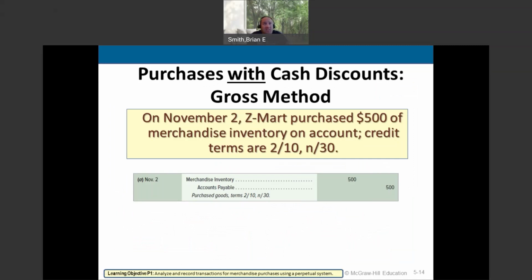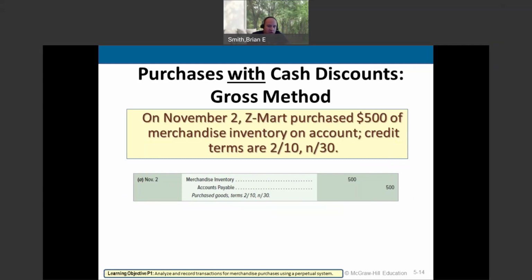So when we sell something, let's say, remember that inventory we purchased for $500. We went and sold it, but we sold it on credit. Oh, I'm sorry. We're buying this. I apologize. I keep getting these, and you will too. So we've got to pay attention. November 2nd, we purchased $500 of merchandise on credit this time, and we're given terms 2/10 net 30. So we're going to debit our merchandise inventory for $500, and we're going to credit our accounts payable.